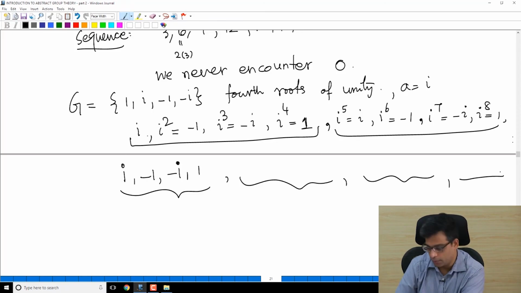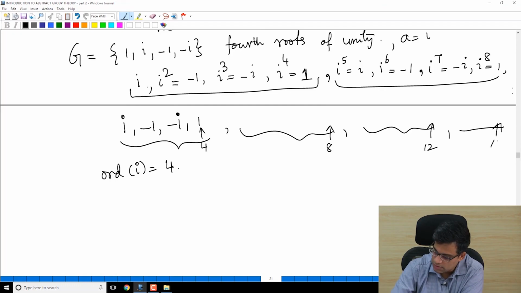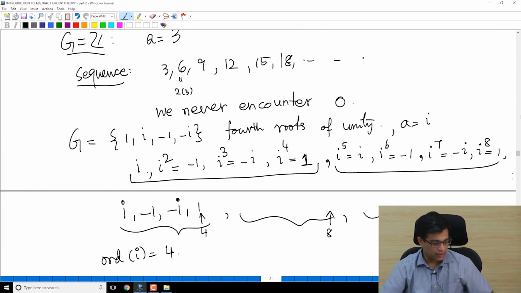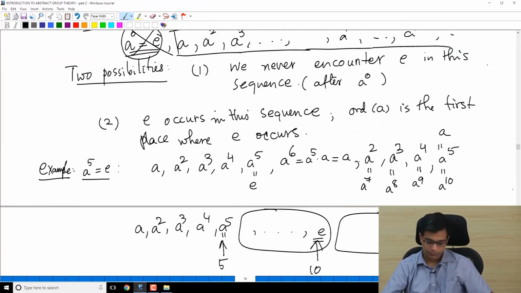You keep repeating this forever, and in particular we know that the order of I is 4 because the 1 is appearing in the 4th spot, 8th spot, 12th spot, 16th spot and so on. So this illustrates for you the point of this exercise.